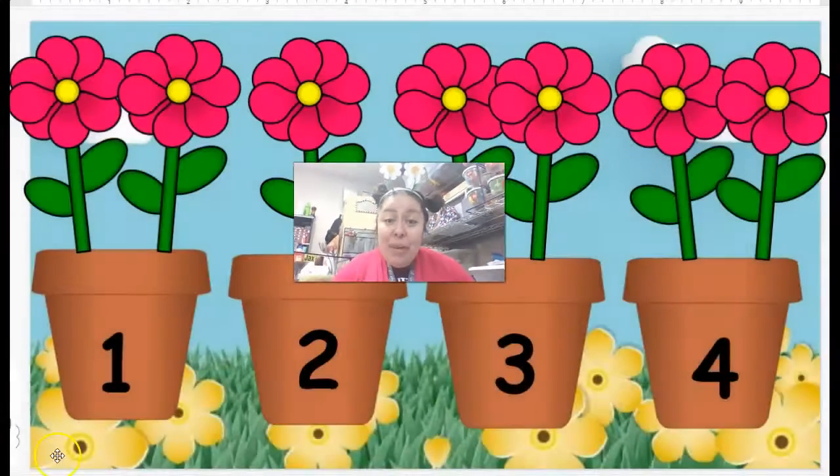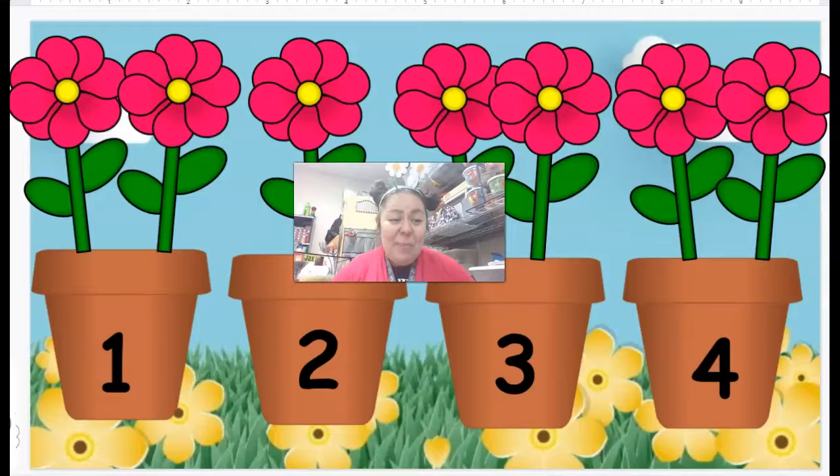So let's get ready to use our fingers so we can see how many syllables these words have. Are you ready? All right, let's go. Let's go ahead and look at the first picture. Now here are my flower pots. I'm going to pull out a picture and we're going to have to decide how many syllables it has and put it on top of the right flower pot. I have 1, 2, 3, and 4. So we're going to be looking at words and seeing how many syllables it has.